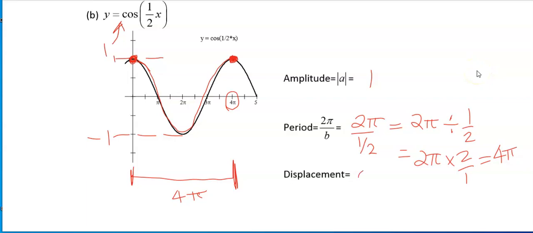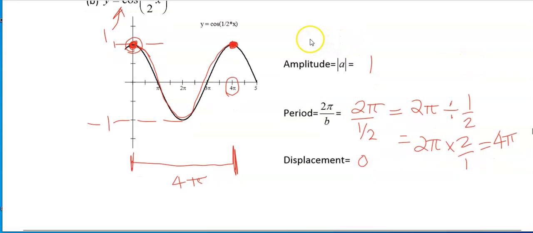And the displacement here again is 0, because remember, for the cosine graph, the starting point we said was going to be that maximum, right, at 0, 1. And it didn't move, did it? It did not go left. It did not go right. It's still right on the y-axis.